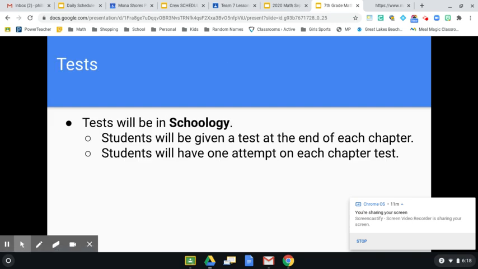Your tests will also be in Schoology. That will be given at the end of each chapter. And here with your tests, you only have one attempt on each chapter test, only one. So on your tests, you cannot retake them. You will have a study guide prior to that where you can go through and practice those problems before you take the test, but you do only have one attempt. So the score that you get on that test, the first attempt, that's the one that stays in the grade book.